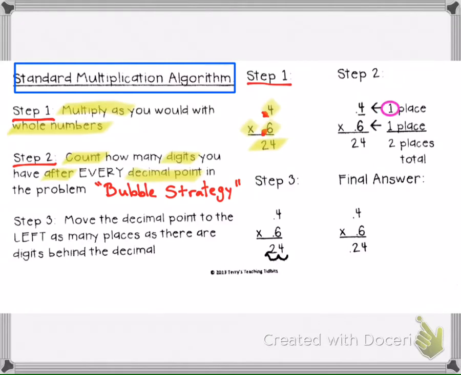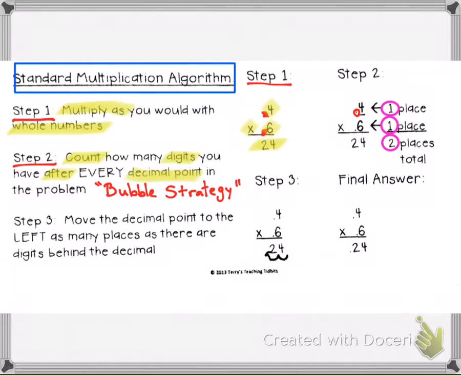Just draw 3 bubbles, one for the first number, one for the second number that you're multiplying, the first and the second factor, and finally the product, the answer to the multiplication. Now the way we're going to fill in the numbers, you can see they're already filled in here in step 2, but I'm going to explain to you how we fill in those numbers. So the first thing is look for your decimal point. Now we don't want to ignore it. Now that we're finished multiplying, now we want to come back and take care of that decimal.